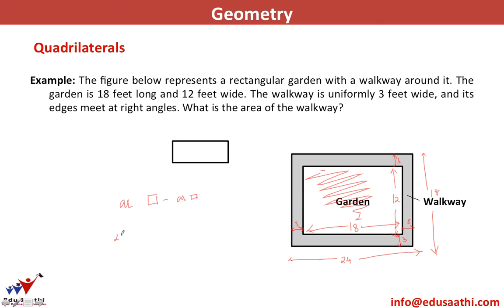Area of a rectangle is length into width and area of the smaller will again be length into width. This will be the area of the walkway. I can take 18 common, it will be 24 into 12. So if I just do it, it will be 18 into 12. That will be my answer for the area of the walkway, which is 216 unit square. If the unit here is feet, so this will be feet square. Okay.